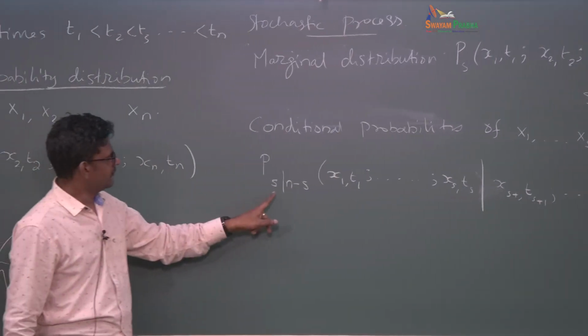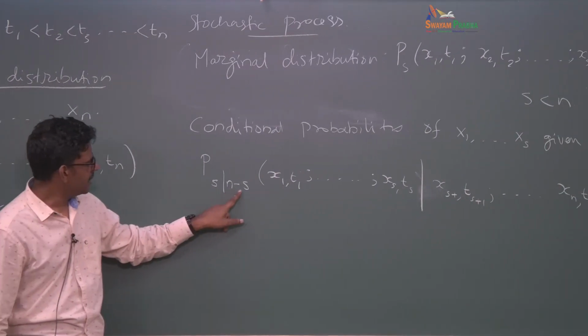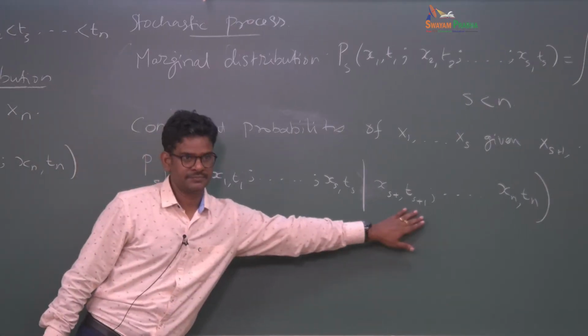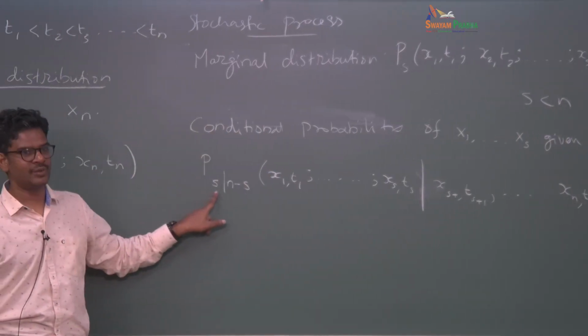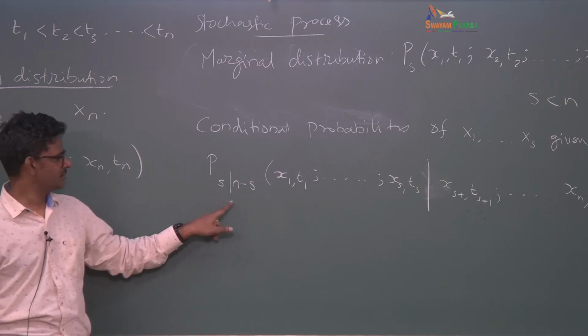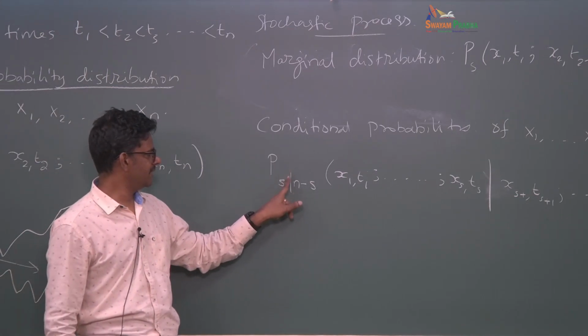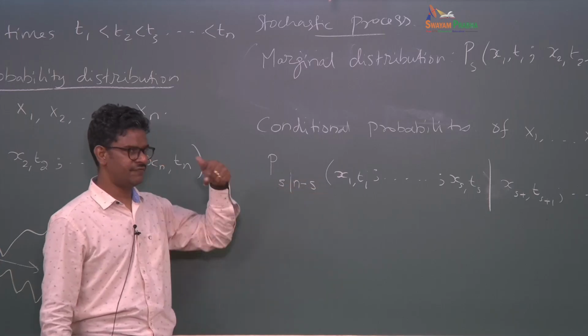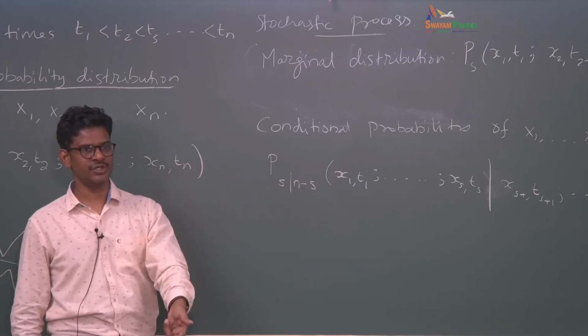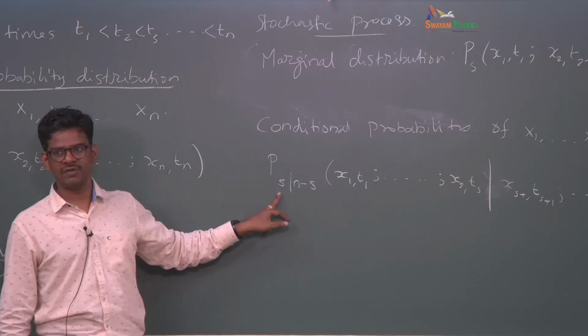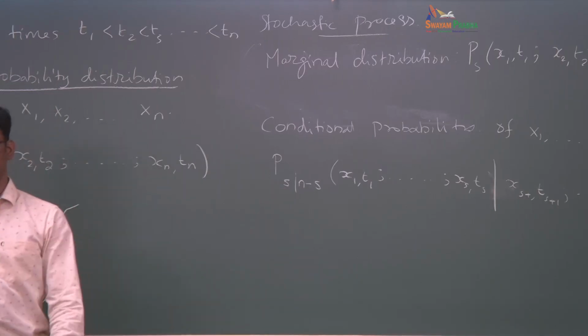So here we use a different notation. N minus s variables are specified, and then we are asking what is the likelihood of finding s variables. So that is this notation. From this vertical line, this tells you how many variables you are fixing, prescribing, conditioning, and this tells you how many variables you are asking for their dynamical evolution.